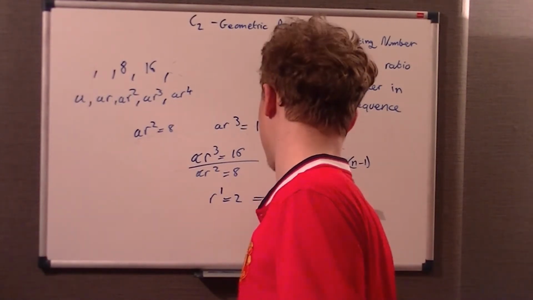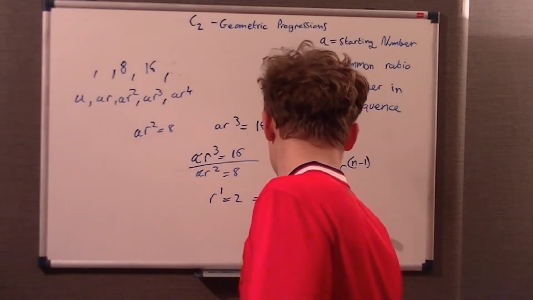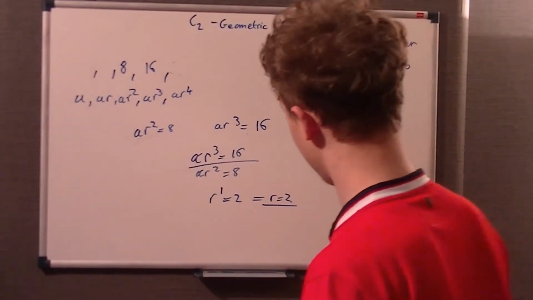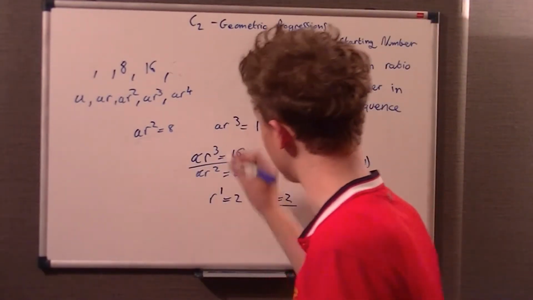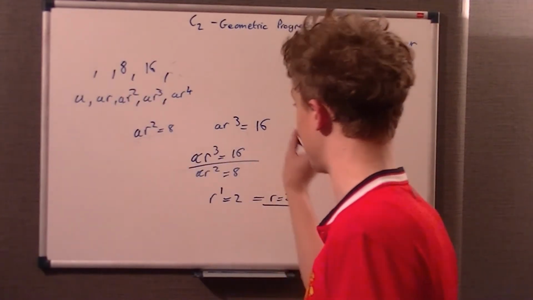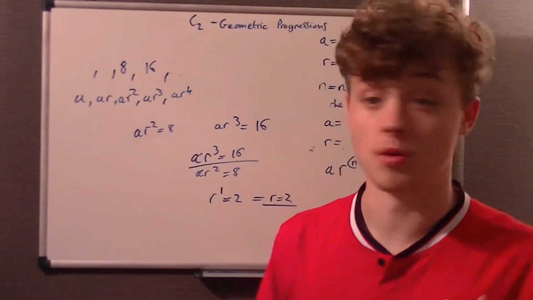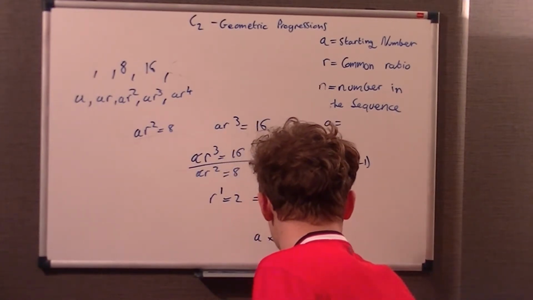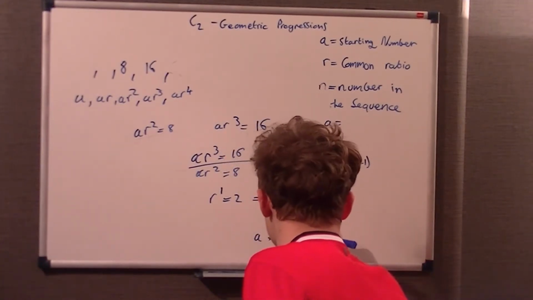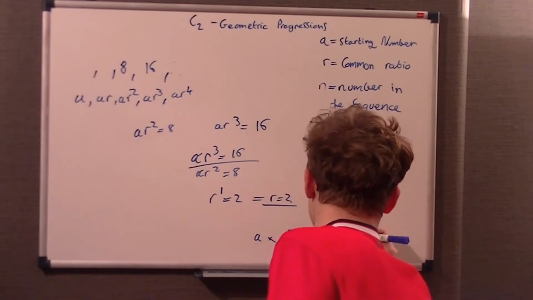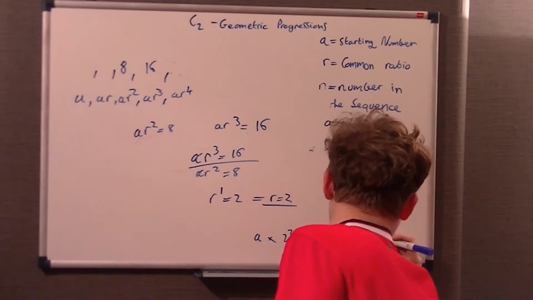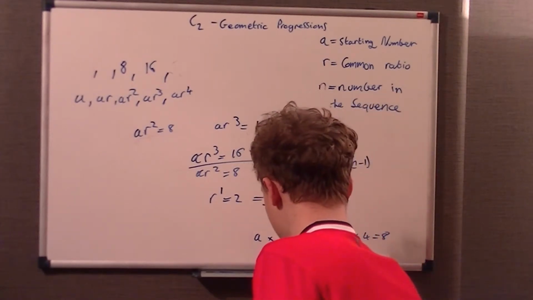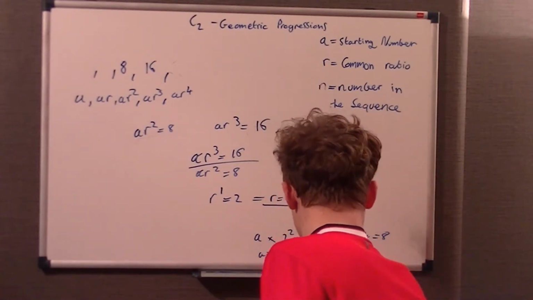So anything to the power of 1 is itself, so r must be 2. And we know that from doing the thing before. Now if you know r is 2, we can simply put it back in some of these equations. So I think the easiest one to do is ar squared equals 8. So a times r squared, 2 squared, equals 8. So a times 4 equals 8. So a equals 8 over 4, which equals 2.